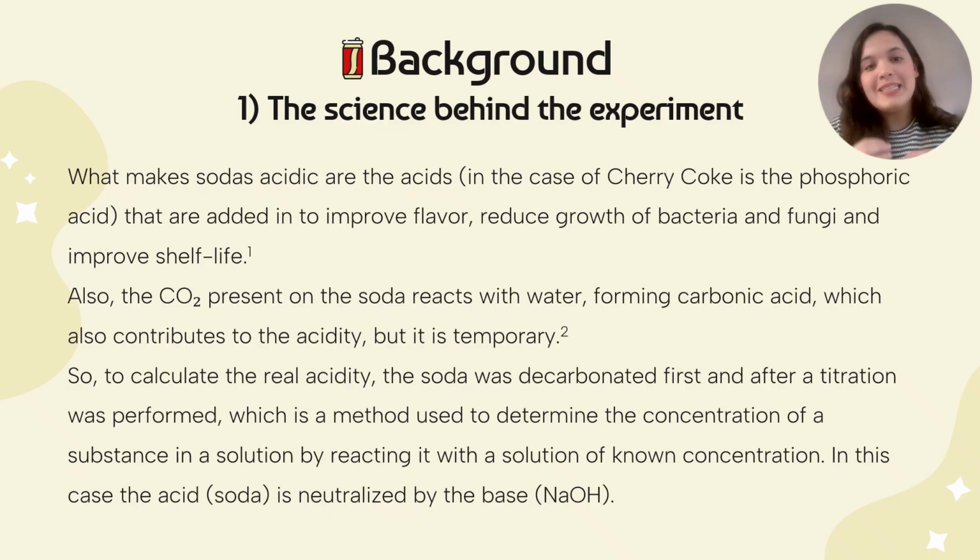So let's discover the science behind this experiment. The first question is, what makes sodas acidic? The answer is the acids. In the case of the Cherry Coke, it is phosphoric acid. You can see in the list of ingredients on the soda can that phosphoric acid is written down. Those acids are added into the soda to improve flavor, reduce growth of bacteria and fungi, because this acidic environment is a hard condition for them to grow and live, and also to improve shelf life.